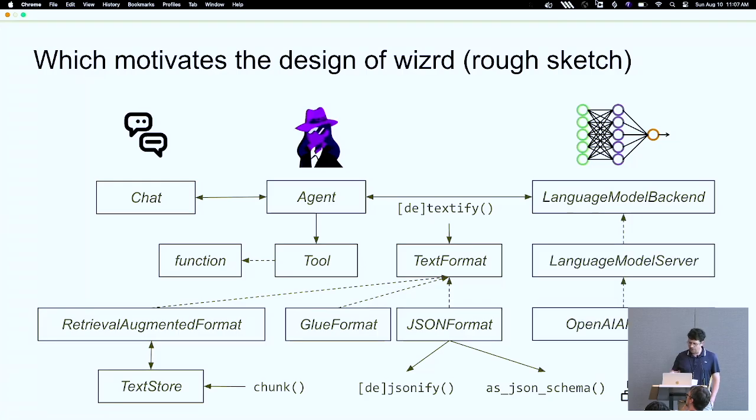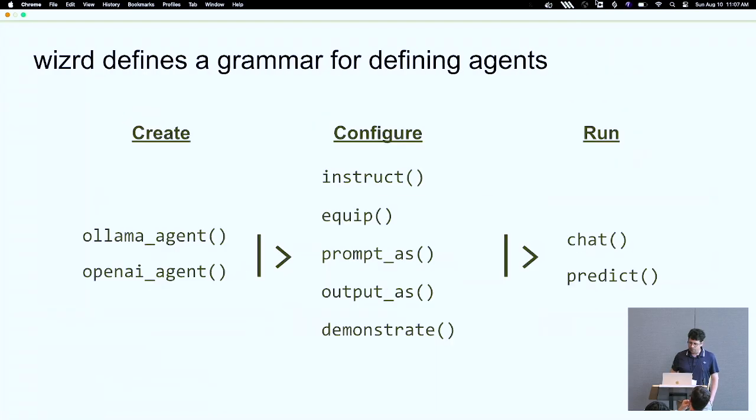And of course, all of this is abstracted in the sense that you can implement this using different things. So far, I've only done the OpenAI implementation, but it'd be relatively trivial to add more. All right, so it defines a grammar for doing this, for defining this in a fairly natural way.